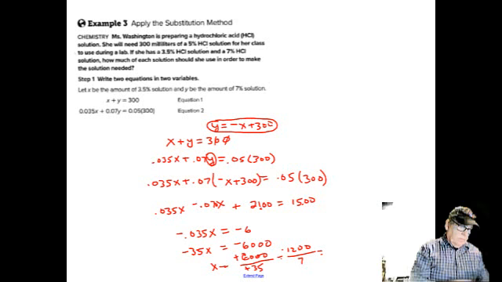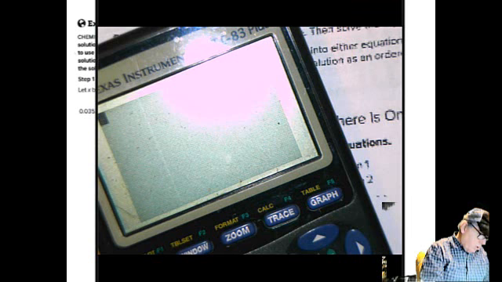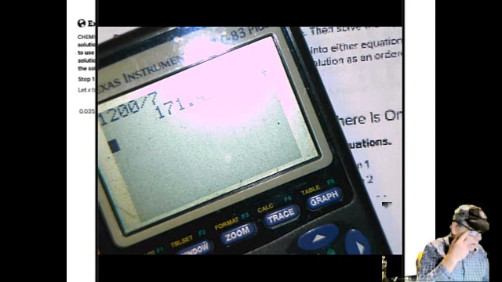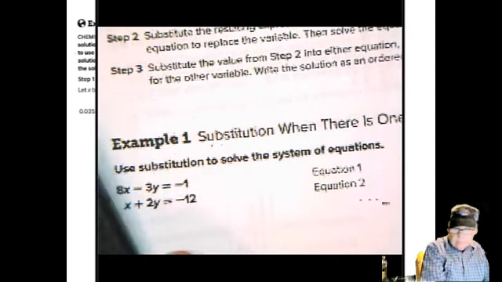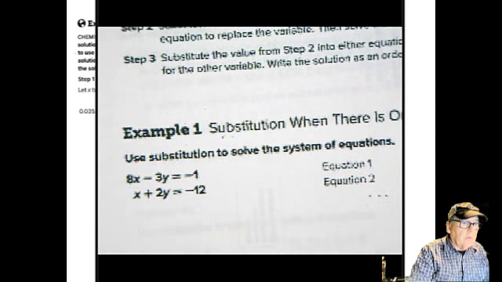Let's see what we get. So we're here to the calculator. We can't see very much of this, so let's kick the light on here. So we got 1,200 divided by 7, and that would be 171.4. So we get 171.4.